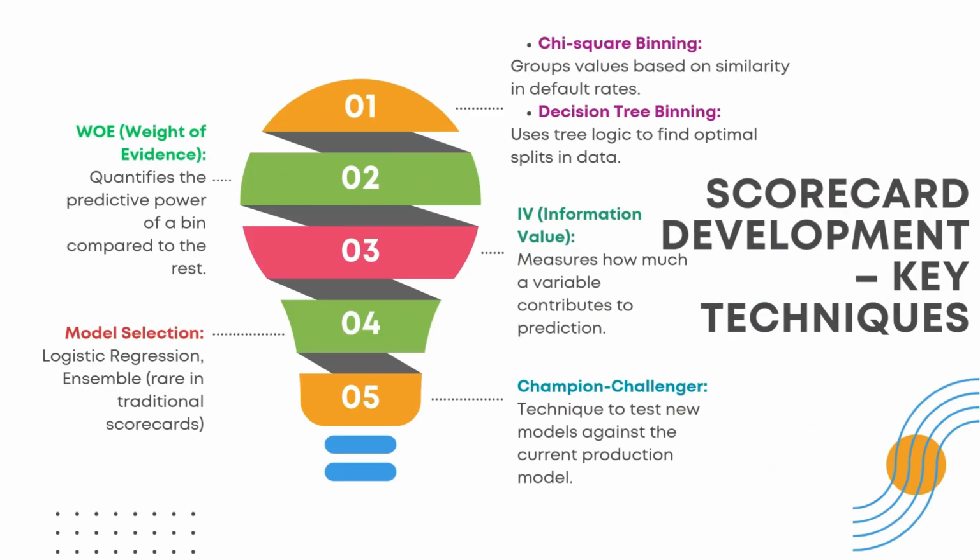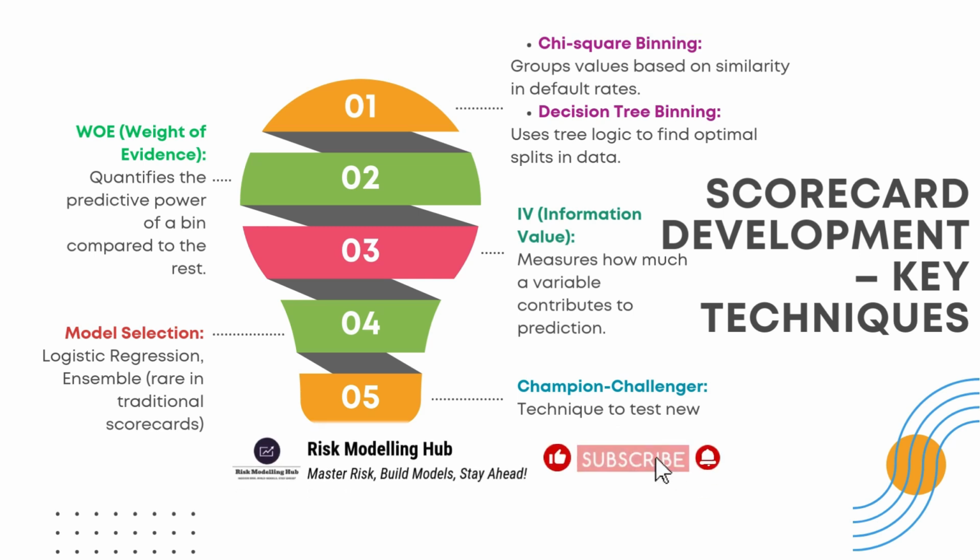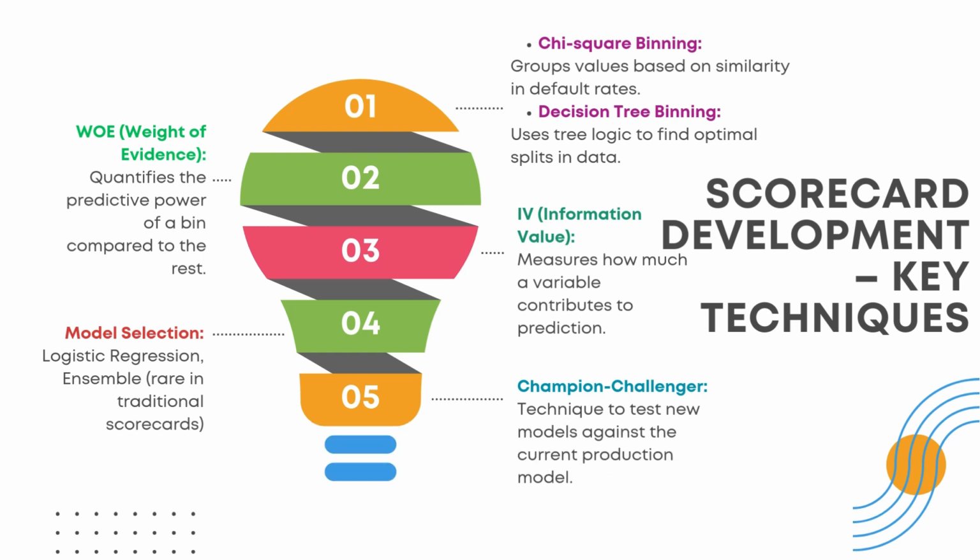So what are the key techniques in development? There are various techniques we will discuss. First is the chi-square binning. It groups values based on similarity in default rates. Decision tree binning. It uses tree logic to find optimal splits in data. Weight of evidence. We discussed just now that it quantifies the predictive power of a bin compared to the rest. IV, Information value. It measures how much a variable contributes to prediction.